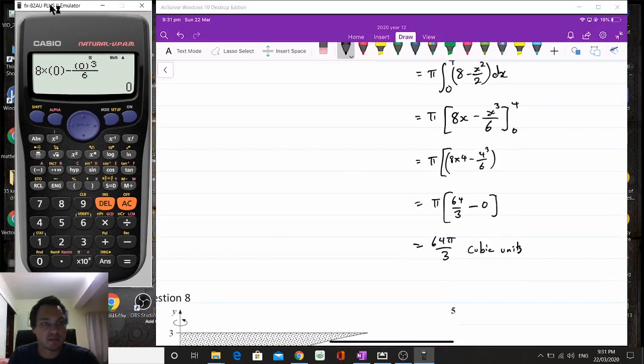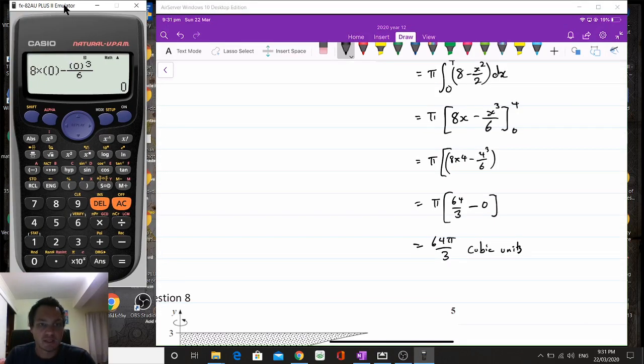I like that screen, that little calculator there. I should keep that there for the whole time.